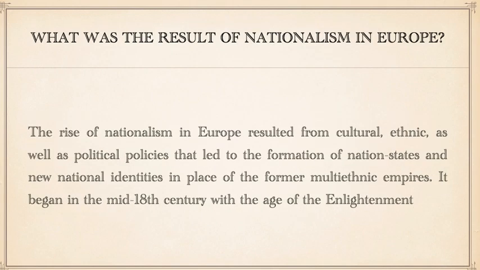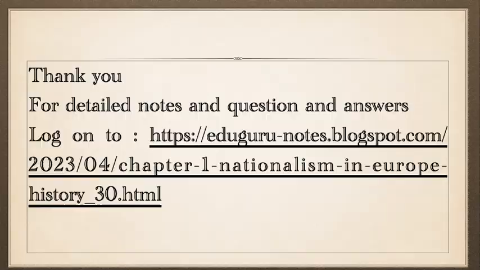What was the result of nationalism in Europe? The rise of nationalism in Europe resulted from cultural, ethnic as well as political policies that led to the formation of nation-states and new national identities in the place of the former multi-ethnic empires. It began in the mid-18th century with the Age of Enlightenment.